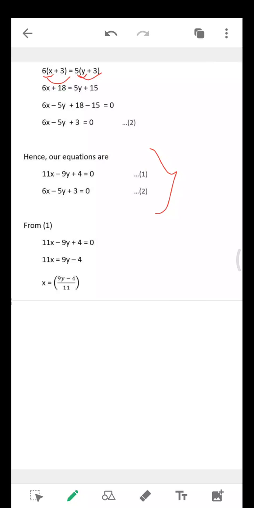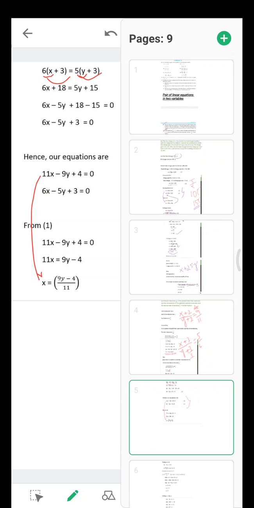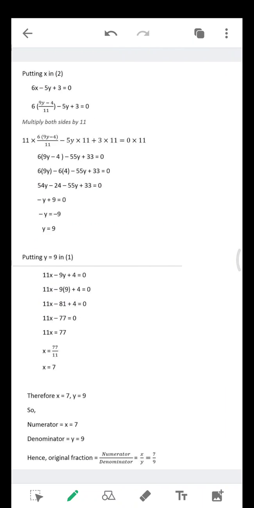So from equation 1, I am taking the value of x. 11x is equal to 9y minus 4, and x is equal to 9y minus 4 by 11. I'll substitute this value in the second equation. This is our second equation. I'm putting the x value here and simplifying it.